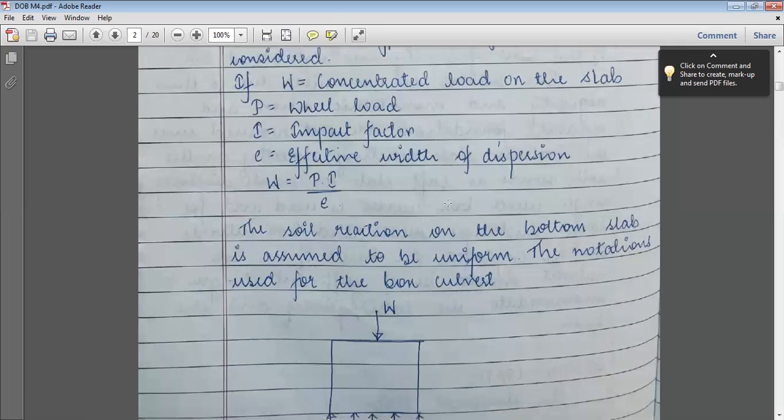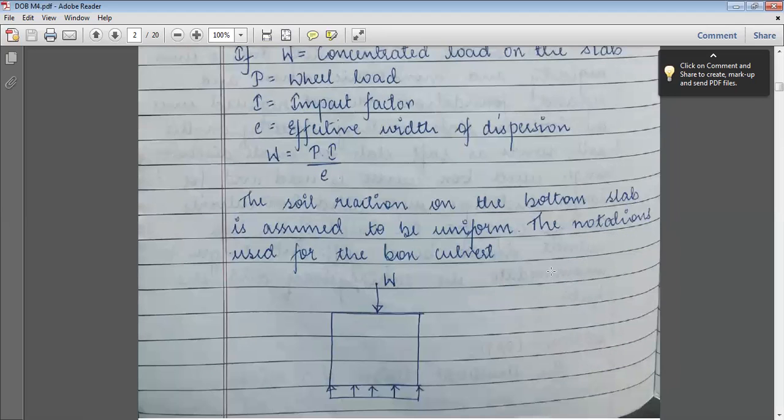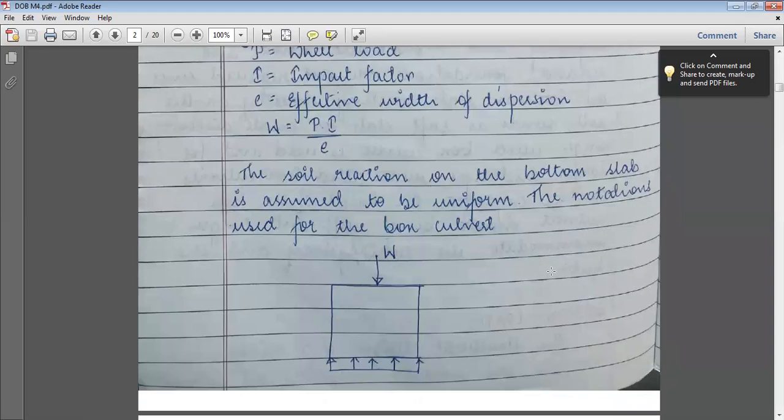Next, the soil reaction on the bottom slab is assumed to be uniform. Okay, the notation used for the box culvert. For all the cases of loads you are considering on the box culvert, the soil reaction exists because your box culvert is resting on the ground. For every load which acts from the top on the box culvert, the reaction from the bottom exists. That is due to soil.